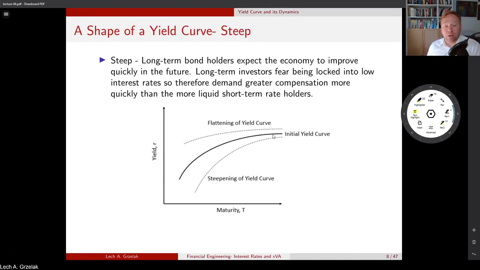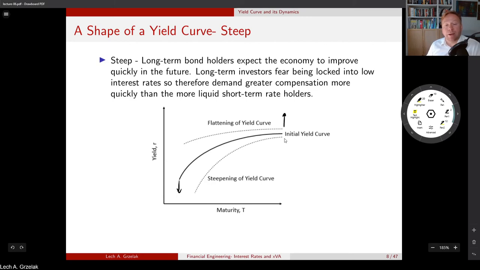Here's a steepening of the curve. This is another phenomenon of a curve. It's a transition between a normal economy, with a normal expected yield curve, and a change in direction towards flattening of the curve or even inverting the curve. And steepening of the curve, like I already mentioned, means that the short-term yields will typically go down and the long-term yields will go up.